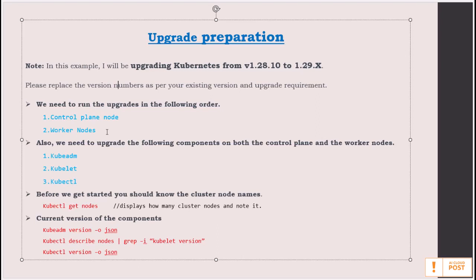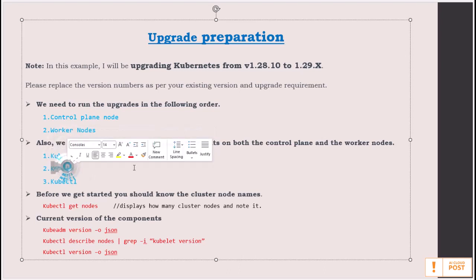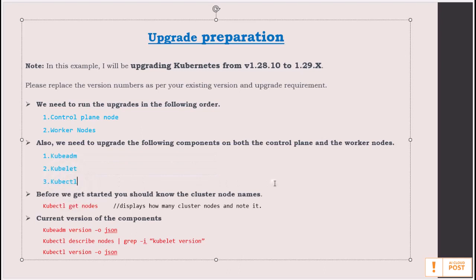There are 3 major tools that need to be upgraded, and then the cluster itself gets upgraded. They are kubeadm, the installation tool; kubelet, the node agent; and kubectl. kubectl is a CLI that interacts with the master node's API server.